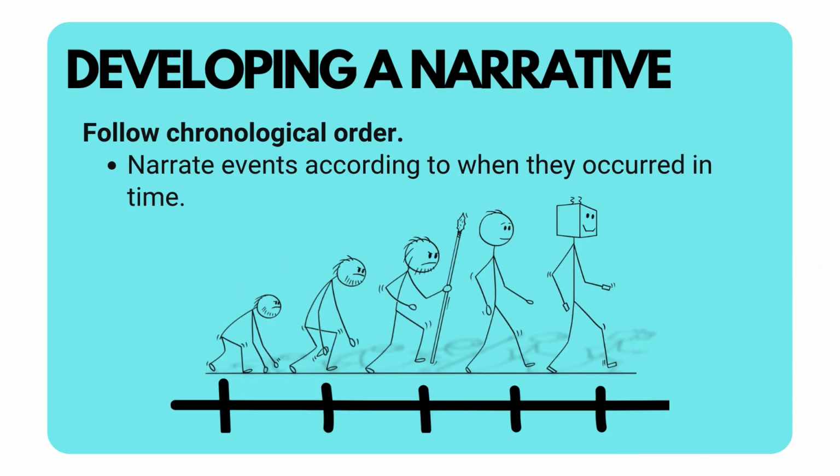So next, follow a clear timeline. Narratives use chronological order, events in the order they happened. You can use flashbacks, but make sure they're clear and not confusing.